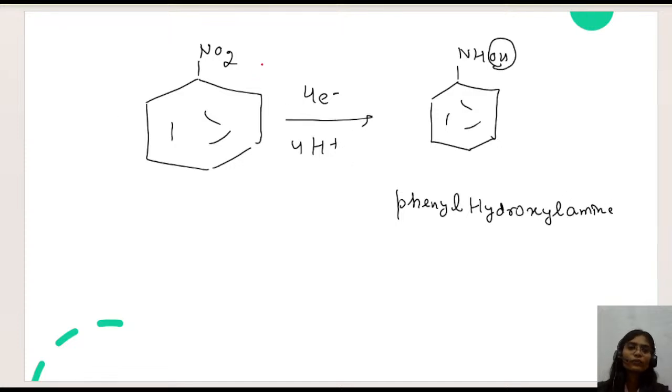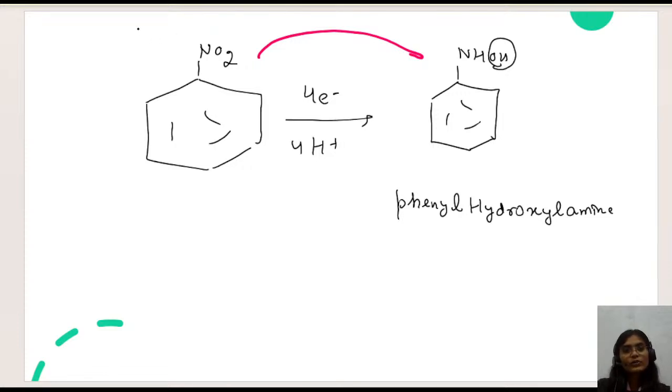Now my question for you: from here to here, what is this? Is it oxidation or is it reduction? Hydroxamic acid, you can say, but if you're using phenyl, hydroxamic acid is particularly only for the NHOH group, right?